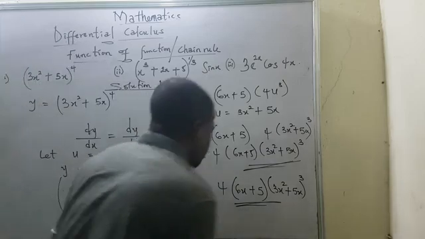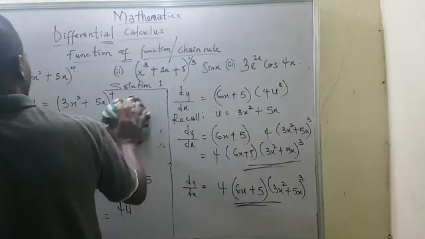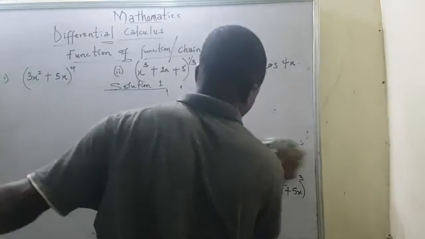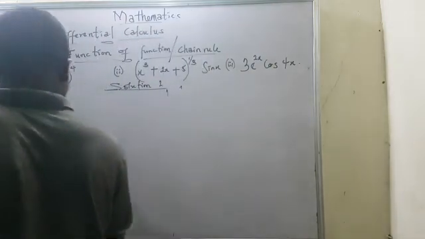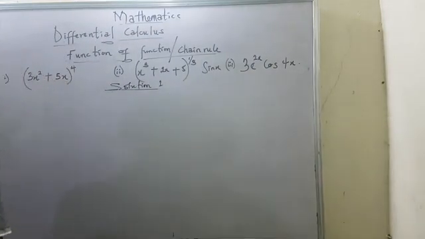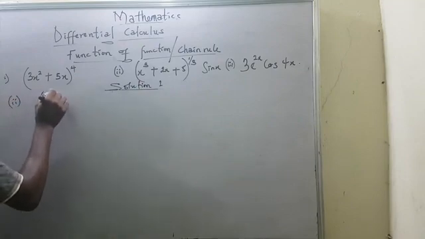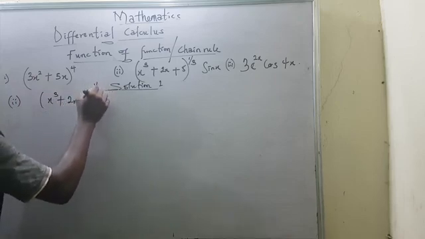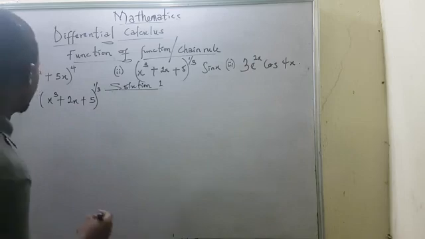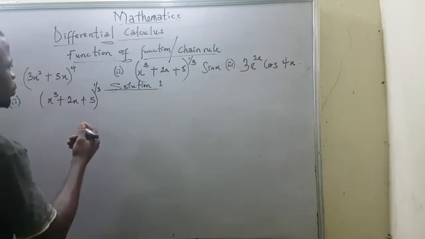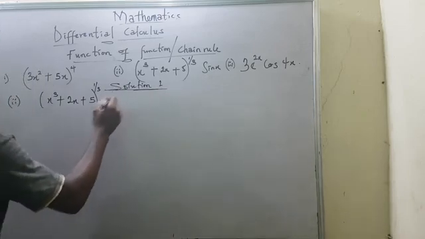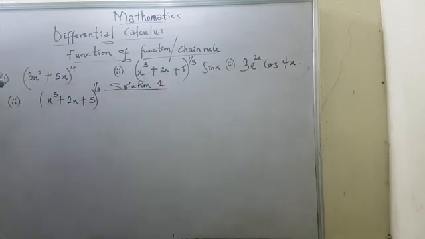Question 2. It says x cubed plus 2x plus 5 all raised to power 1 upon 3. You get it? So here, what do we have? Solving. Now, solution 2. Sine x.